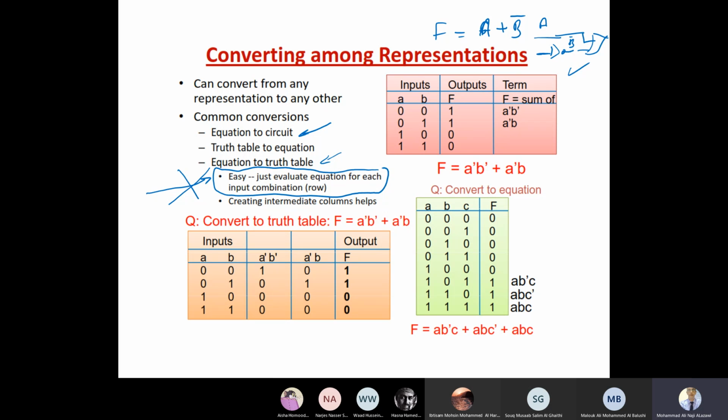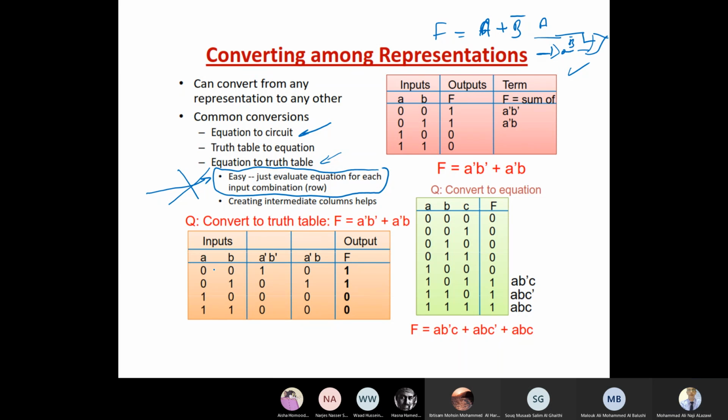So I'll teach you in the next slide. It's not on the slides, I wrote it. I'll teach you the appropriate way to do this. Okay, creating intermediate columns to help. For example, this. See, this is the process.